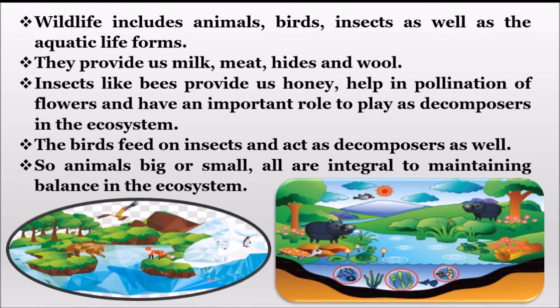Then insects, animals, birds, along with aquatic living beings like the fishes which live under water, also fall under wildlife. From them we get hides, milk, wool and meat. Insects such as bees, what do they do? They help in flower pollination, produce honey and act as decomposers in the ecosystem.